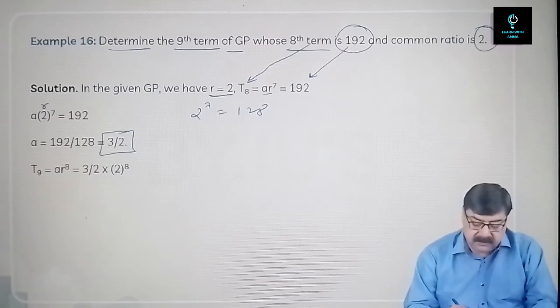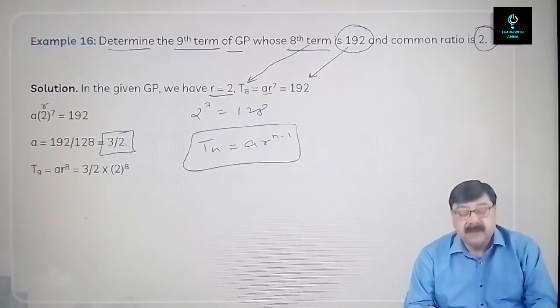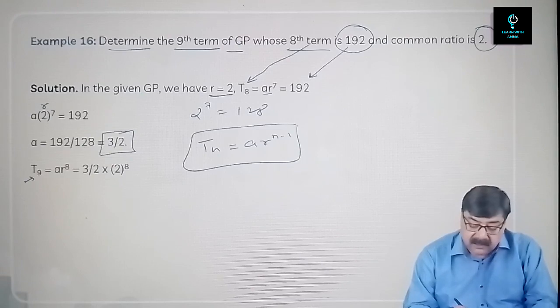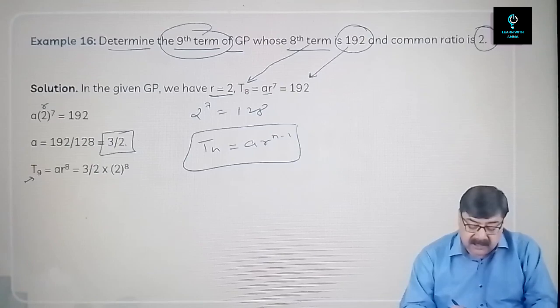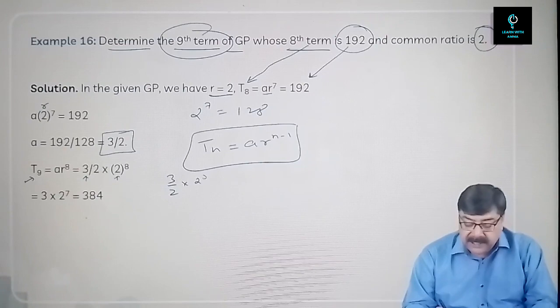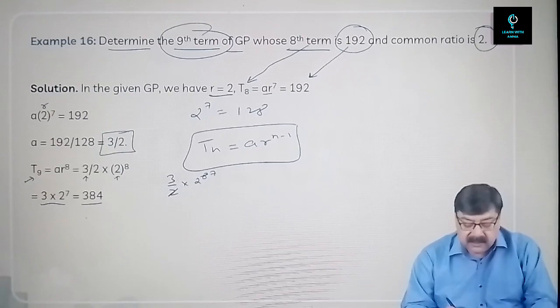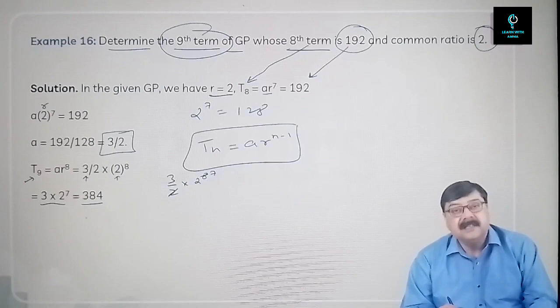Now as we know the first term, we shall use the formula for finding out the general term, that is Tn equals AR raised to n minus 1. So let's find out T9 because we have to find out the ninth term. So that is AR8. Now the value of first term is 3 by 2. And this is 2 which is raised to 8. So this is 3 by 2 into 2 raised to 8. This cancels and the power becomes 7 here. So 3 into 2 power 7, that is nothing but 384. So that is the 9th term of this series.